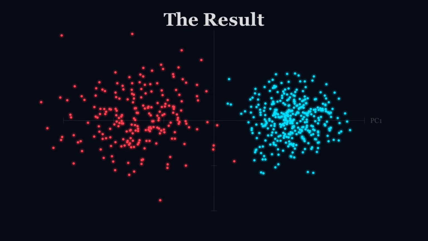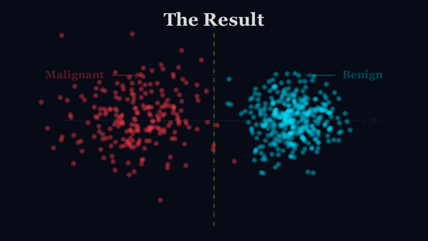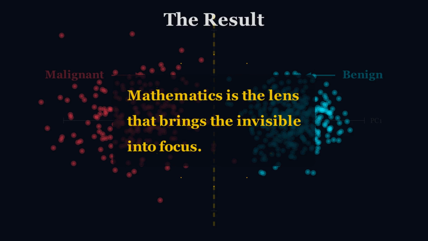In red, we see the malignant cases. In blue, the benign. PCA didn't create this separation. It simply brought the invisible patterns into focus. This is how we turn a wall of numbers into a life-saving insight.